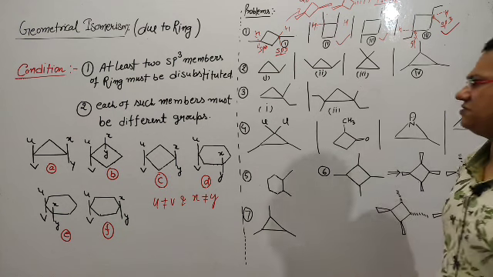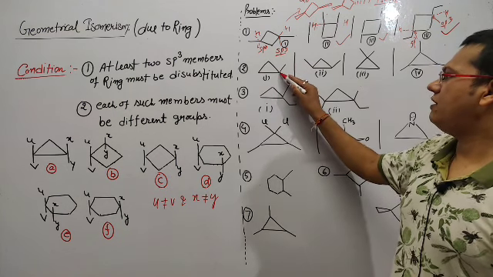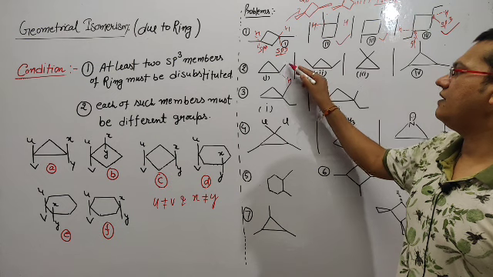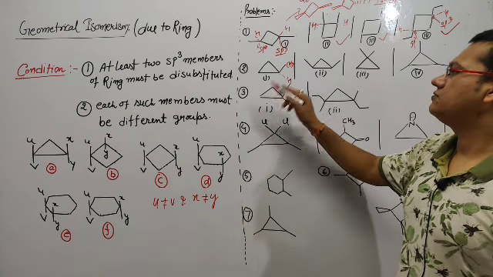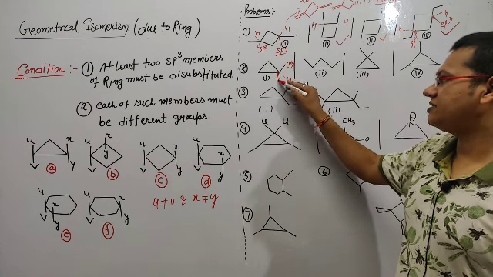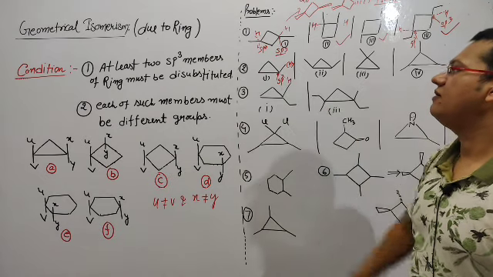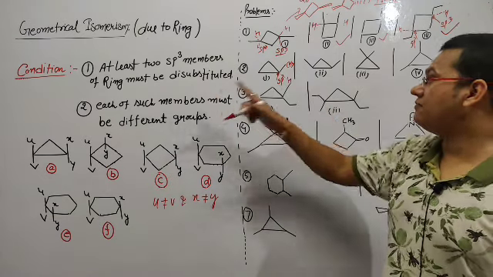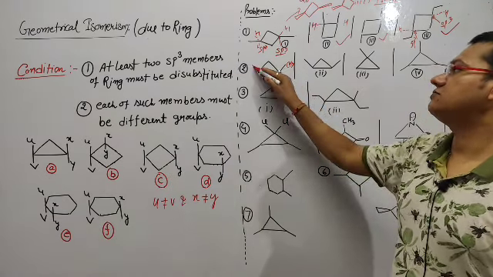Very easy concept, student. Now here there is only one hydrogen, and here CH3. So in this case, this is sp3, so the condition is not fulfilled. Why? Because minimum 2 are needed and here there is only one, so not GI.